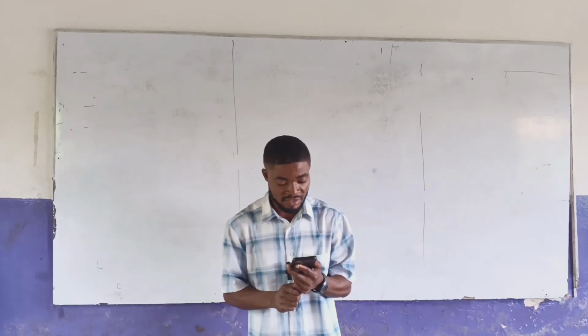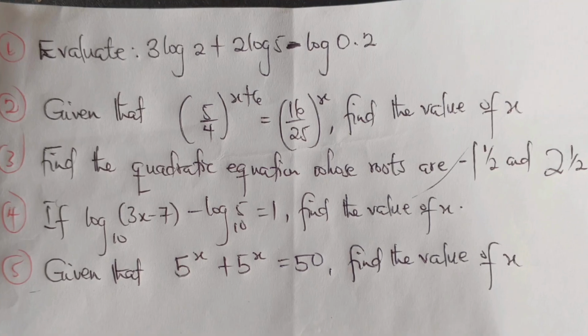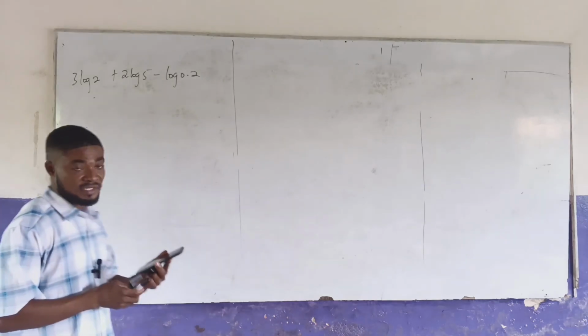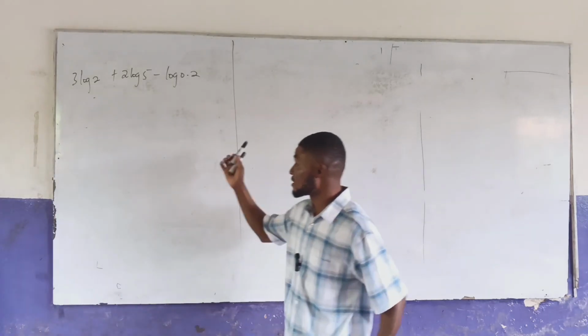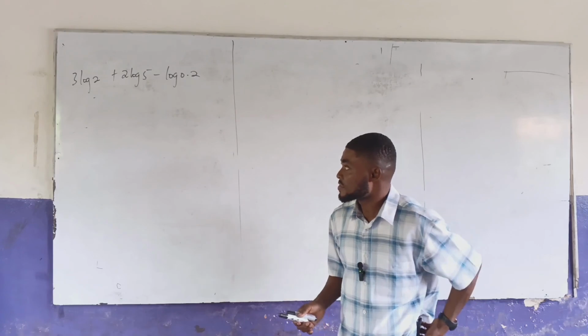So the first question is we have to evaluate 3 log 2 plus 2 log 5 minus log 0.2. So this is one of the simplest questions on the list today. We have to evaluate it.